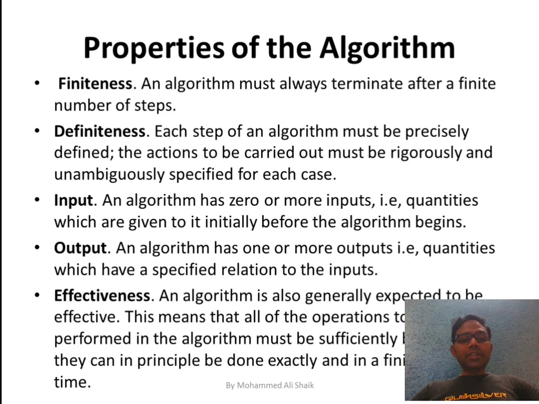The next property is effectiveness. An algorithm is also generally expected to be an effective one. This means that all the operations to be performed in the algorithm must be sufficiently basic. They should not be complex. They must be basic. All the instructions must be basic. If there is a complex one, try to reduce the complexity in the algorithm. That can in principle be done exactly and in a finite length of time. We need to even specify the length of the time.